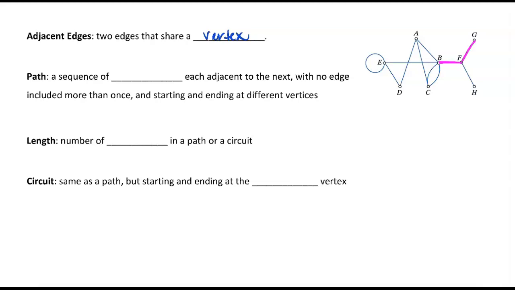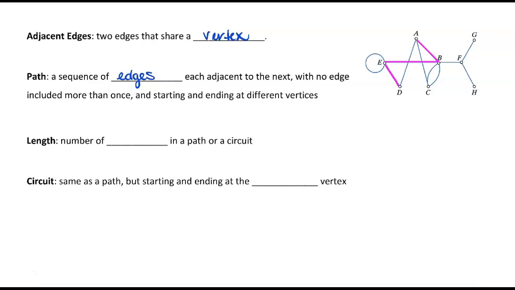A path is a sequence of edges, each adjacent to the next, with no edge included more than once, and starting and ending at different vertices. The idea is that once you traverse an edge, you cannot traverse it again. An example of a path starting at vertex A might be this: edge AB, then edge BE, and then edge ED. This path begins at vertex A and ends at vertex D. We can travel from A to D without traveling over any edge more than one time.